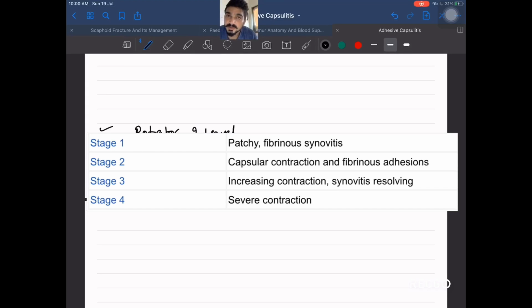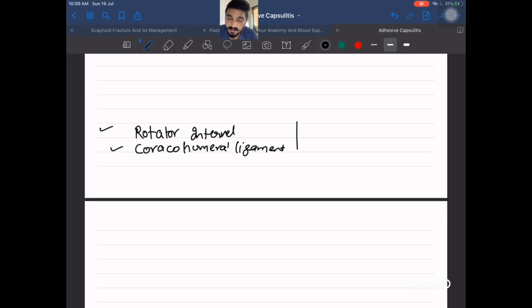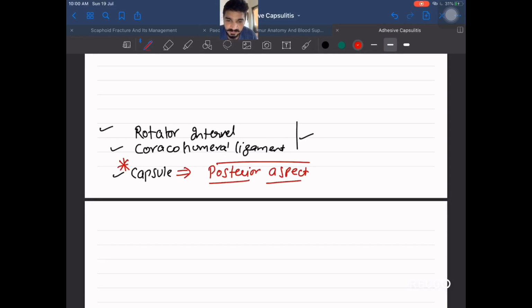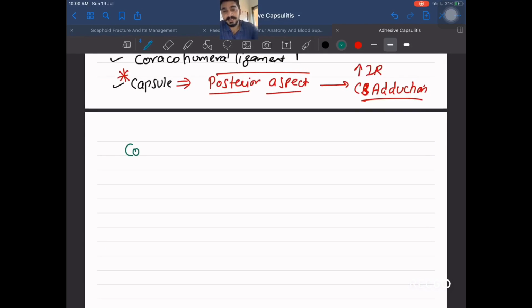Now, regarding the arthroscopic release, we focus on the rotator interval and its structures, mainly the coracohumeral ligament and the capsule lying over there. Plus, regarding the capsule, the posterior aspect of the capsule is also important for release, because after releasing the posterior aspect, the internal rotation at the shoulder joint will increase and the cross-body adduction movement will also increase. That is very important for normal day-to-day life activities.